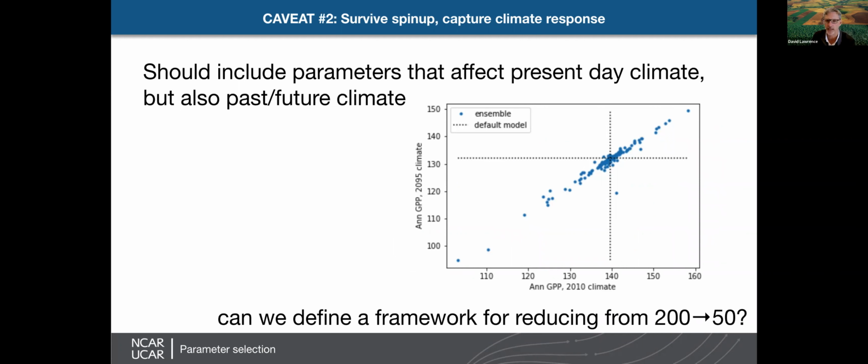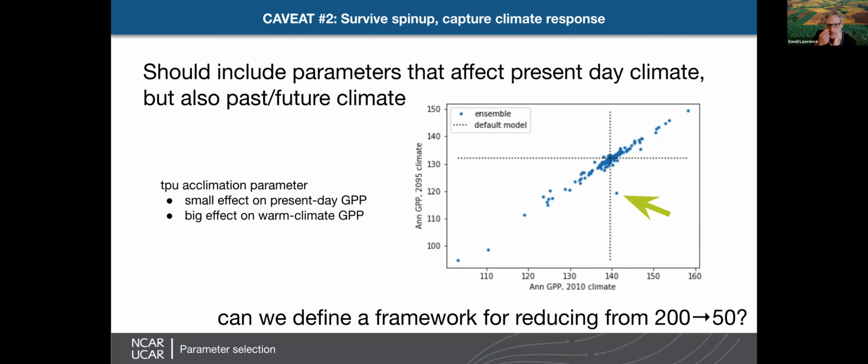You also want to include parameters that affect both present day climate and also past and future climate. And this is just an example of the TPU acclimation parameter. And I know there's some debate, I think, that's even come out of the Rubisco and the FATES community about whether TPU acclimation is a reasonable parameter to include in your model at all. But irrespective, it is in CLM and CTSM. And what we find is that that parameter has not that big of an impact on the mean state, but a very large impact when you go into the future climate. And any dot that comes off of the one-to-one line here is a parameter that has a bigger impact in a changed climate than it does in the mean state, or a different impact.